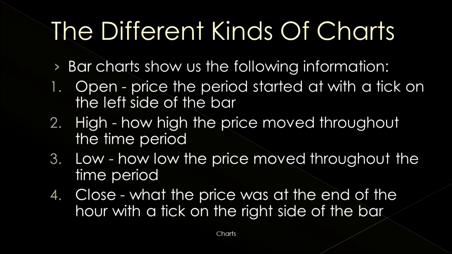Bar charts show us the following information. They show us the open of the bar, that's the price the period started at, with a tick on the left side of the bar. A high, how high the price moved throughout the time period. A low, how low the price moved throughout the time period. And a close, what the price was at the end of the hour, with a tick on the right side of the bar, using the 1 hour bar as an example.